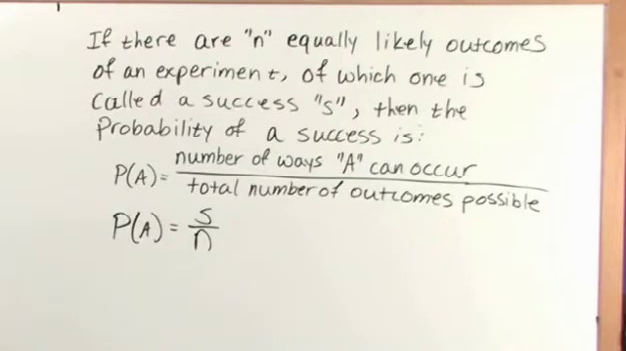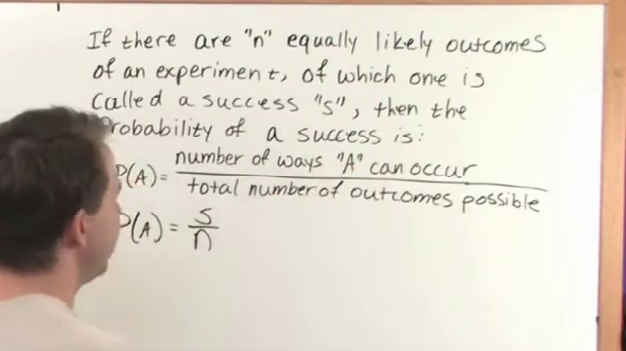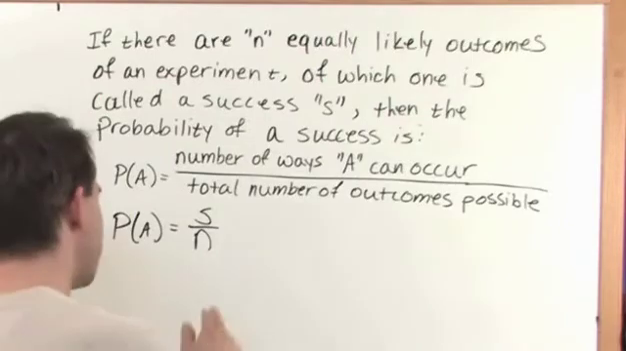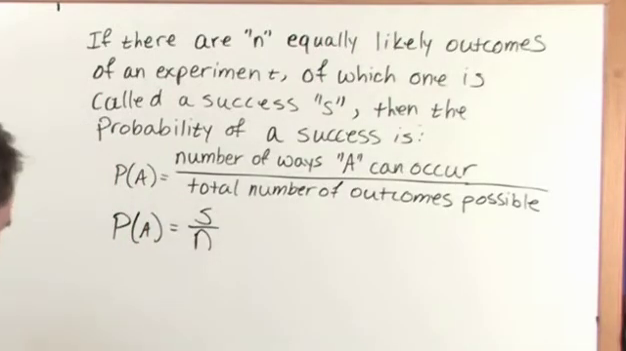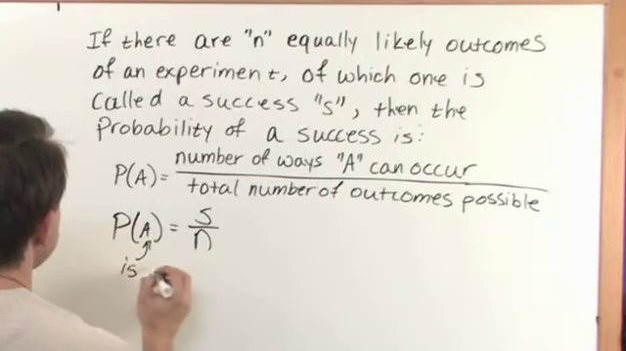It's very important. You need to know this. If there are n equally likely outcomes of an experiment, of which one is called a success S, then the probability of that success is the number of ways that success can happen, divided by the total number of outcomes possible, okay? The total number of outcomes possible. The event A is my success.